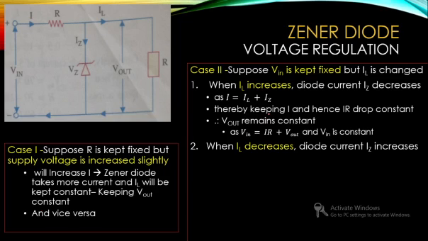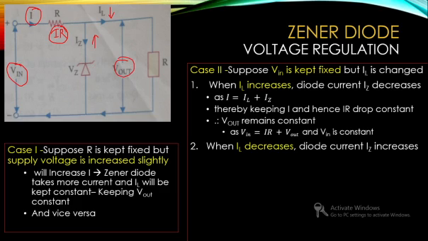So the next case is IL can decrease. When IL decreases, for the same purpose of keeping I constant, IZ has to increase. More current has to be drawn by the Zener. When more current is drawn, what happens? I remains constant. If I is constant, the voltage drop across the series resistance, which is IR, will be constant. If IR is constant and V in is constant, what will V out be? V out will also remain constant. So there is no change.